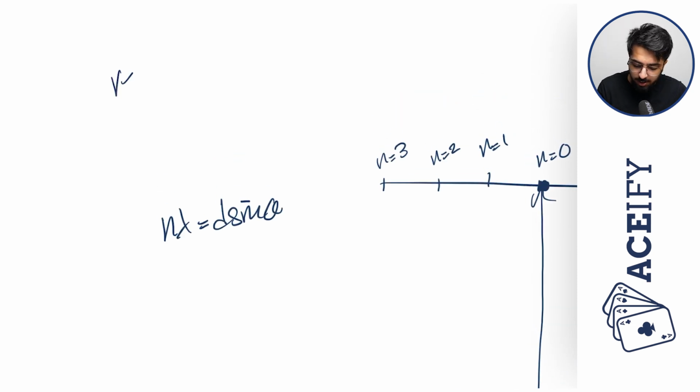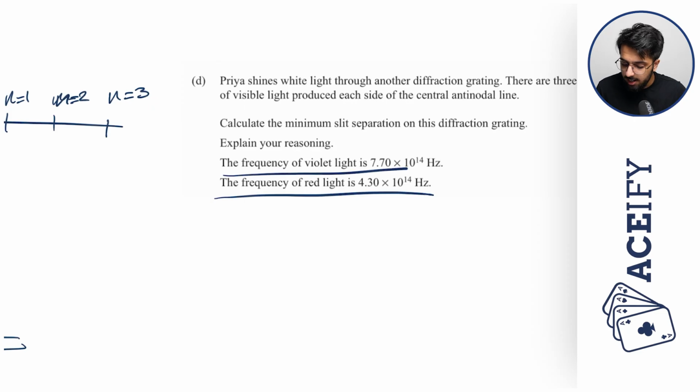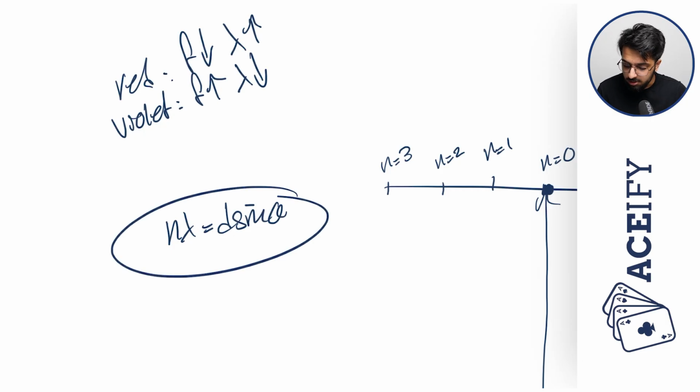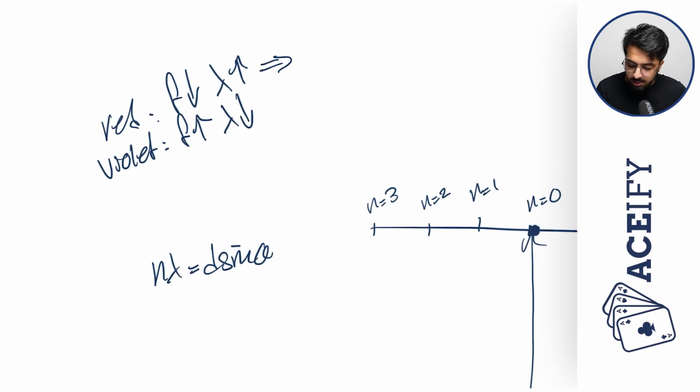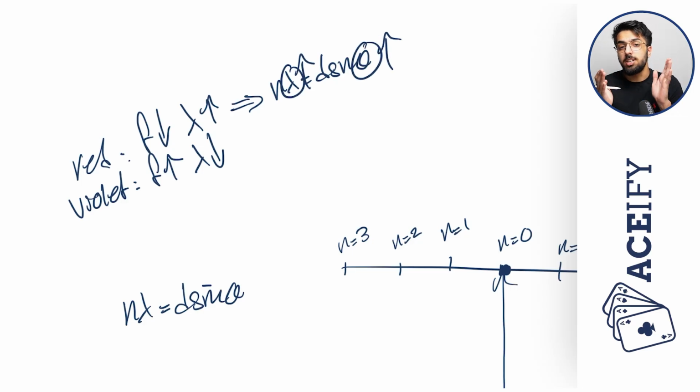Let's take red and violet, because these are the 2 extremes of the visible light spectrum. Red has the lowest frequency, so it must have the longest wavelength, and violet has the highest frequency, so it must have the shortest wavelength. Using this equation, n lambda equals d sine theta, for red light, because our wavelength is the largest, we diffract the most, so our angle is going to be the greatest.